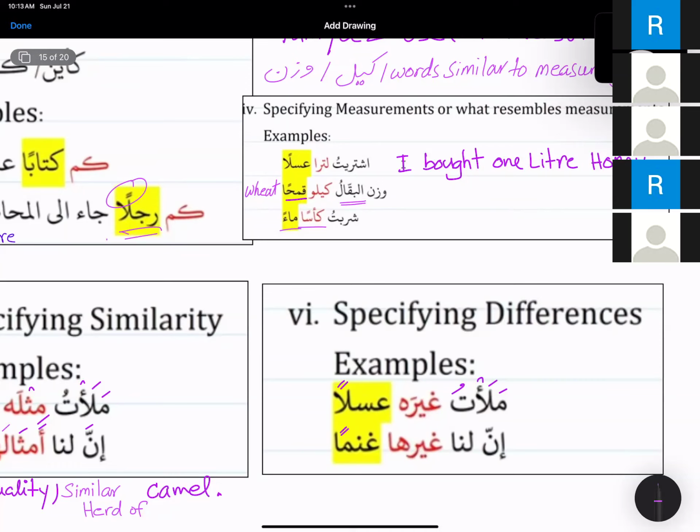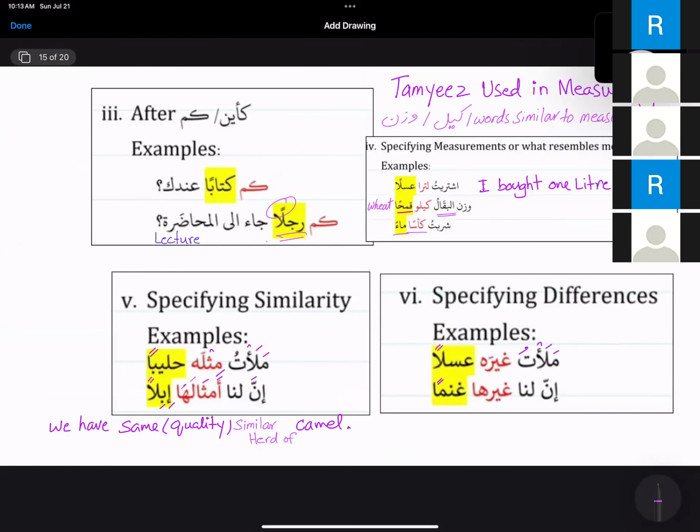Did you get it? It's a little confusing, and I don't think it is used in Quran-e-Pak. But just for our knowledge, we should know that sometimes misla and ghaira, even though they are not a scale of measurement, can also be used like that, because they are acting like a scale, right? So that's why the tamyiz is going to come after that. Inna lana ghairaha ghanaman. So indeed for us, other than ghanaman, which are like goat and sheep. So we have other than sheep. So I don't have sheep, but I have the other animals, right? So that is basically the idea over here.